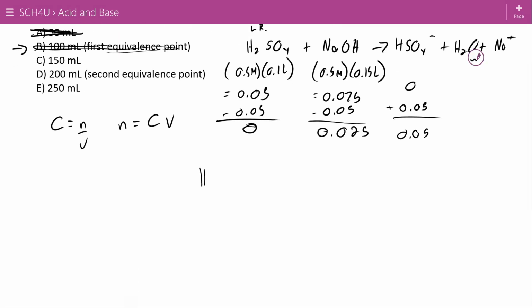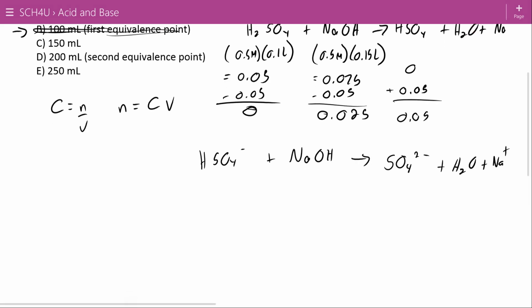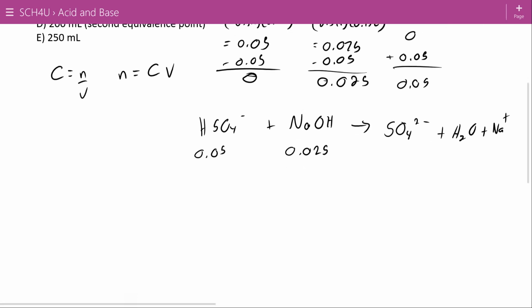But now we have HSO4 minus. We still have remaining sodium hydroxide. And so I have to consider the secondary acid process. HSO4 minus plus OH minus gives SO4 2 minus plus H2O, plus even more sodium, which I'm neglecting because it's soluble and ignorable. So I've created 0.05 moles of this, and 0.025 of that is remaining in this reaction.